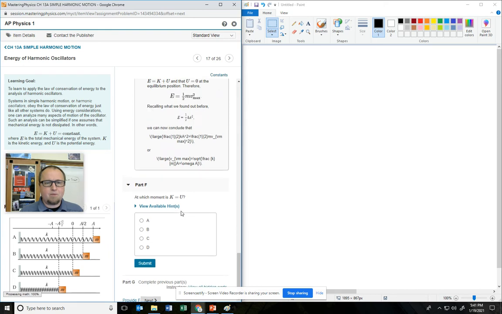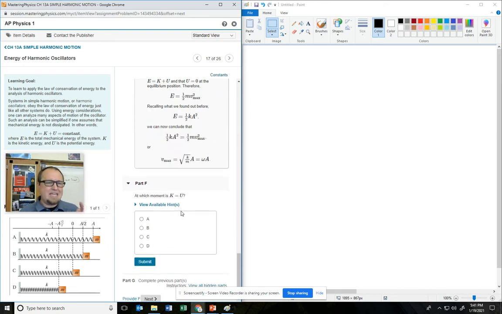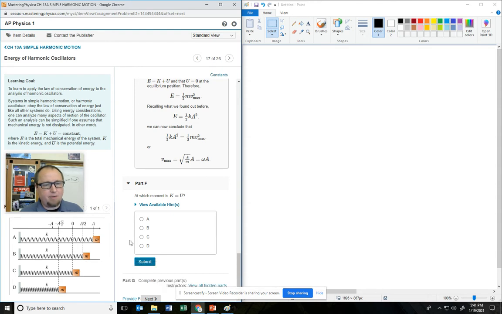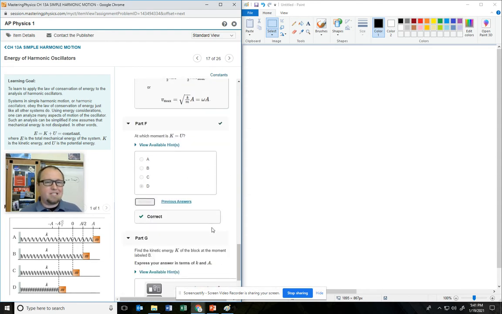Now, at which moment is K equal to U? This is the tricky one. I used to think it was just B. Oh, not really. It's actually going to be happening at point D. It's the spot where the kinetic equals the potential.